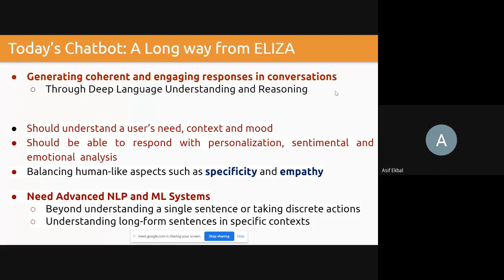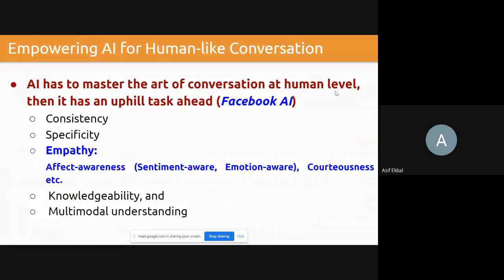And these are all challenging problems: understanding empathy, answering very precisely and specifically, understanding sentiment and emotions. All of these need robust machine learning systems and robust natural language processing systems.